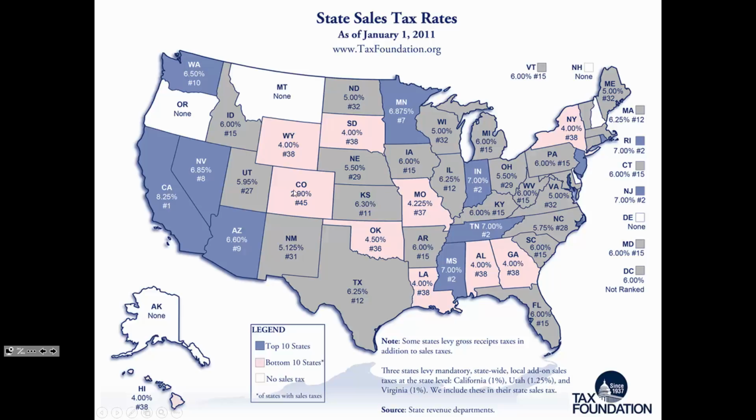So here in West Virginia, it's 6%. Except for there are a few localities that also have a local sales tax added on. Here in Huntington is one of them. There's a 1% tax in Huntington.